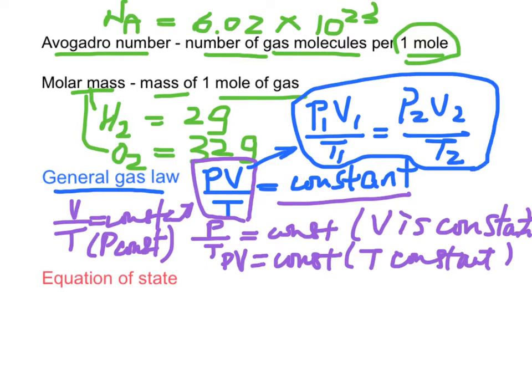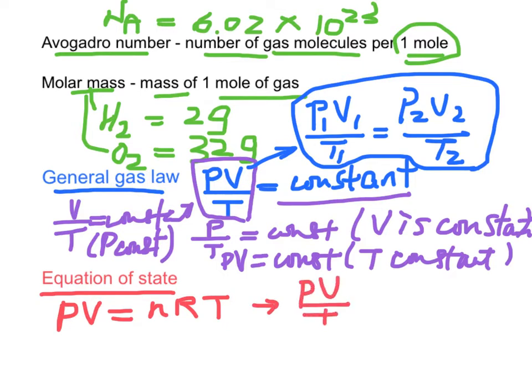Another equation you should learn is the equation of state. This equation is given to be equal to PV equal to nRT, or we can say PV over T equal to nR, and this is the constant value of this one.